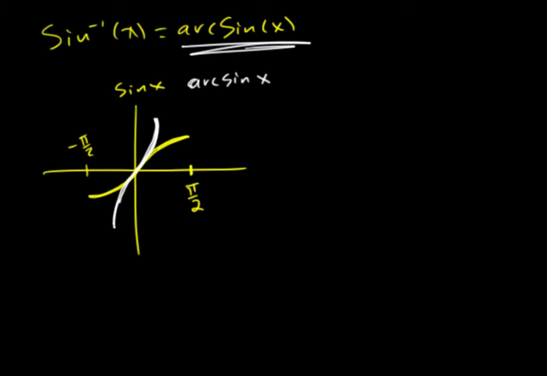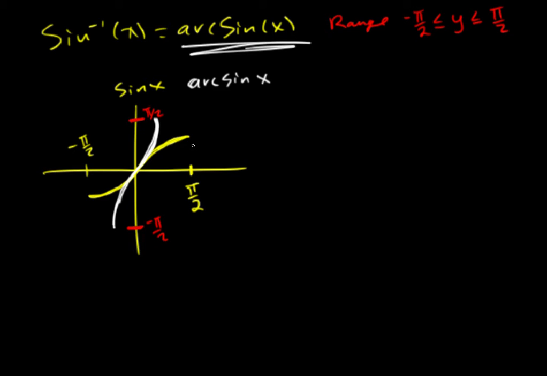Now what that's going to do is make the range the same as the domain of the original. So that's going to be pi halves, negative pi halves. So for the range of arc sine, we're going to get negative pi halves is less than or equal to y is less than or equal to pi halves.